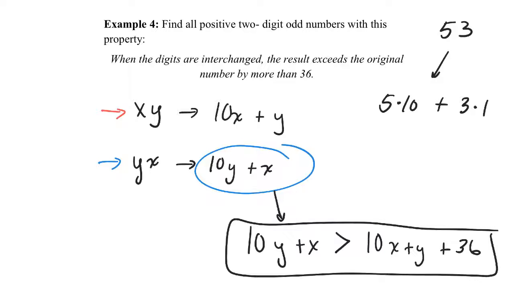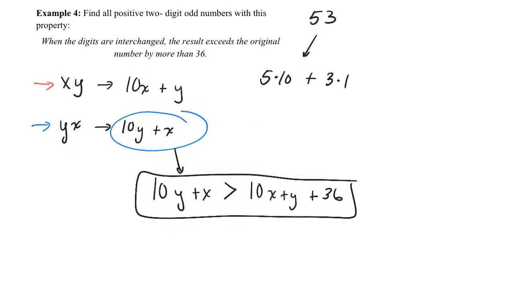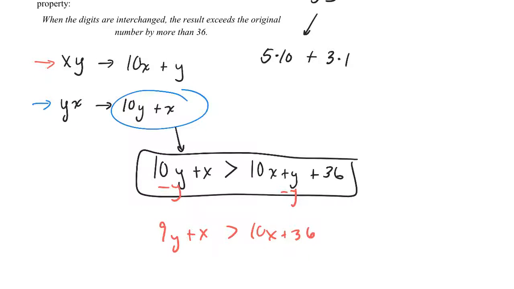Pick a number for x, put a number in for y. And we can simplify this, right? Can we combine like terms? Let's go ahead and simplify. So if I subtract y from both sides, this becomes 9y plus x greater than 10x plus 36. Subtract 10x from both sides. This will become 9y minus 9x greater than 36.